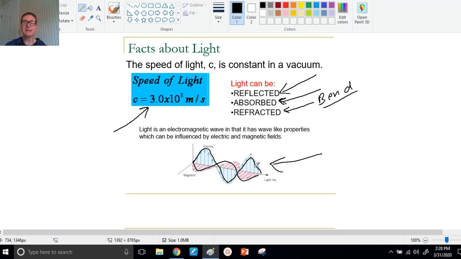We're not really going to get too much into the characteristics of electromagnetic waves in this chapter. We're really going to talk at a higher level about just what happens to a ray of light when it strikes an object.